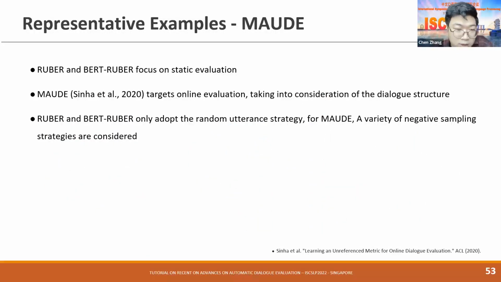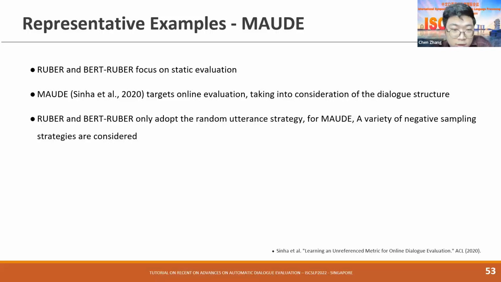Okay, so the third representative example is MAUDE. The reference-free modeling of RUBER and BERT-RUBER is kind of problematic because, firstly, they are designed for static evaluation. This means that they only evaluate the local contextual relevance of the context and the response. If you recall the previous slides on human evaluation, in the per-turn evaluation setup, we would like to evaluate dialogues turn by turn in an interactive manner. But RUBER and BERT-RUBER are not designed to handle such situations.